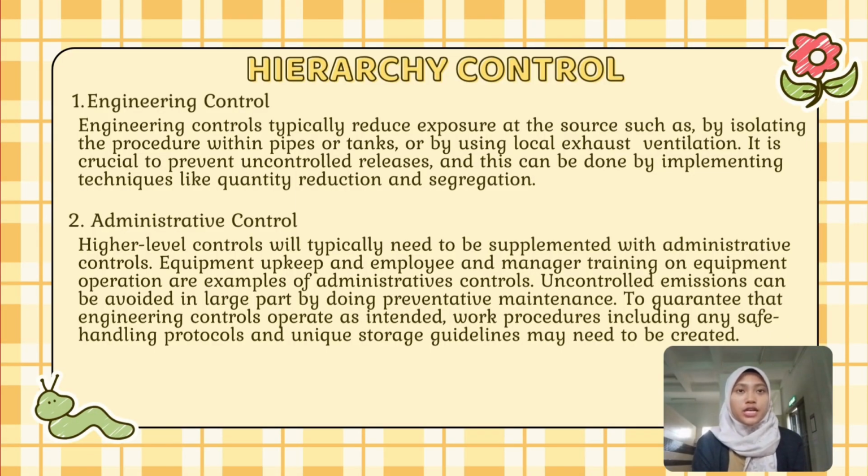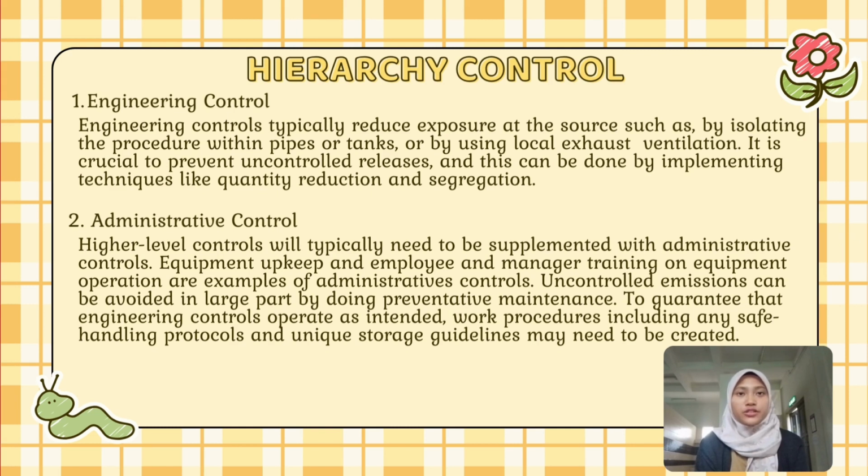So this is the hierarchy of control that we need to organize in the pharmaceutical industry. First is engineering control. Engineering controls typically reduce exposure at the source by isolating the procedure within pipes or tanks or by using local exhaust ventilation. It is crucial to prevent uncontrolled release, and this can be done by implementing techniques like quantity reduction and segregation.